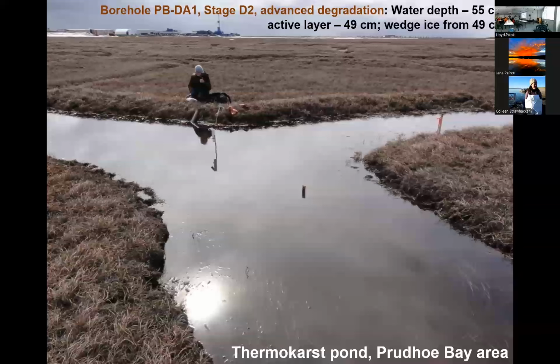Let me show several examples. So here it's from Prudhoe Bay. You can see degrading ice wedges, water depth about 50 centimeters, active layer thickness also about 50 centimeters. And at that time, this wedge was degrading.